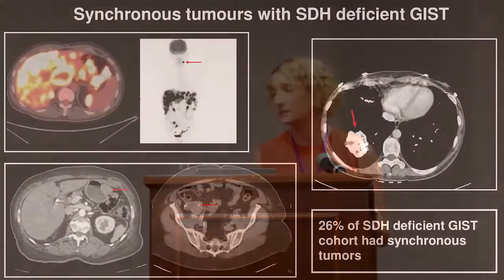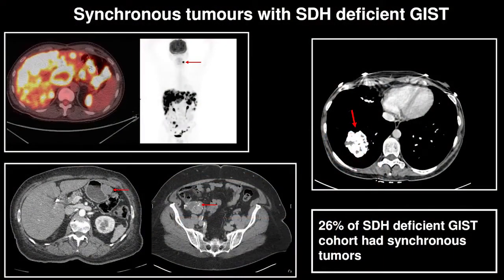So we've also found that approximately one third of our patients, when they present with their SDH deficient GIST, will have a second primary tumour. And this holds true for patients who both have germline mutations in the succinate dehydrogenase genes, but also patients with SDHC epimutations. And the most common second primary tumour we see in this group are paragangliomas.